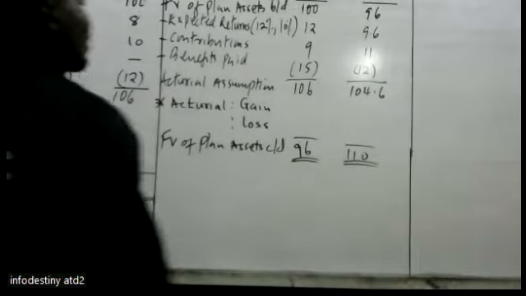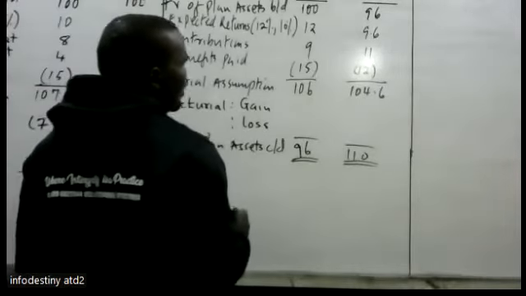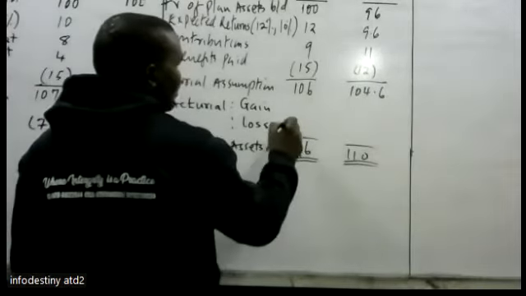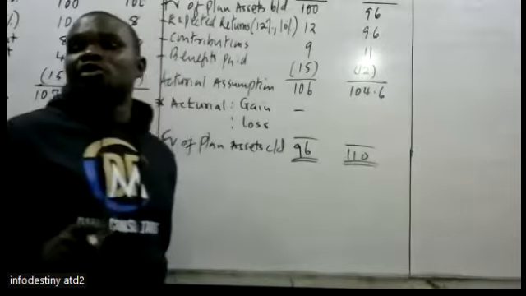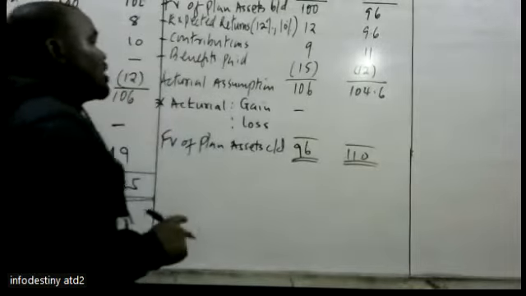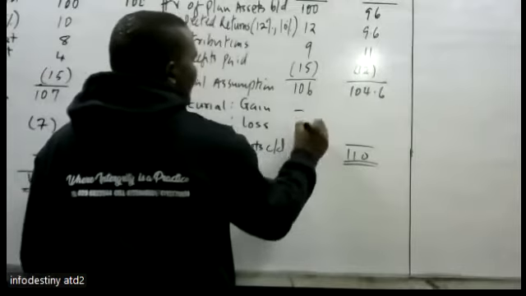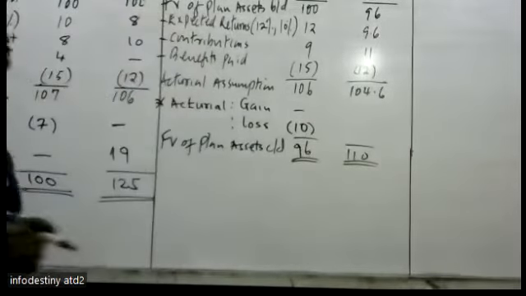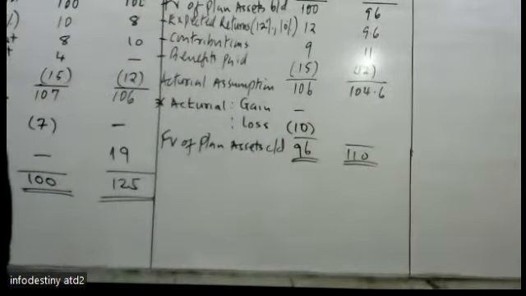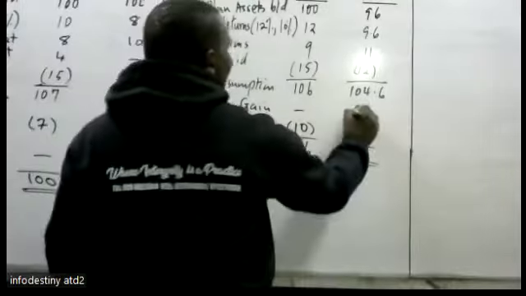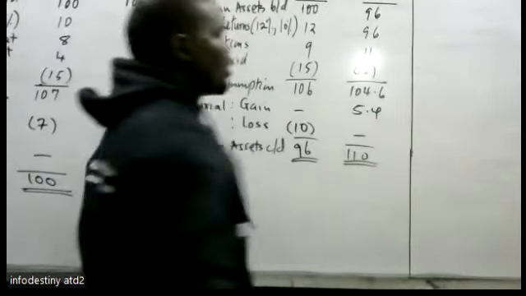The first one, I'm told we gained, no, you're right. We lost, because in the asset. So we lost how much? 10. Yes, we lost 10. This one, the second one, we gained. We gained how much? 5.4. Correct.